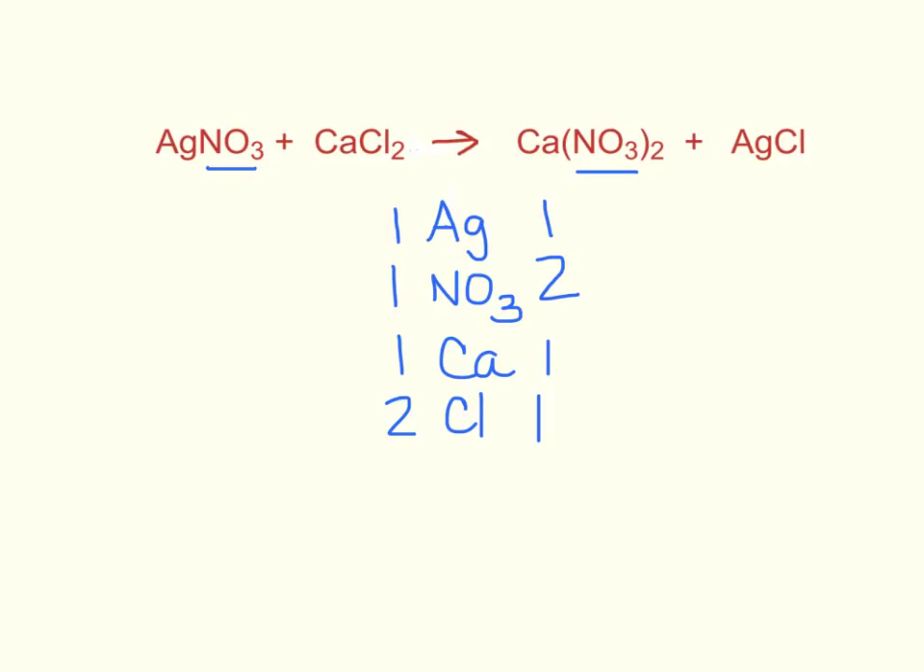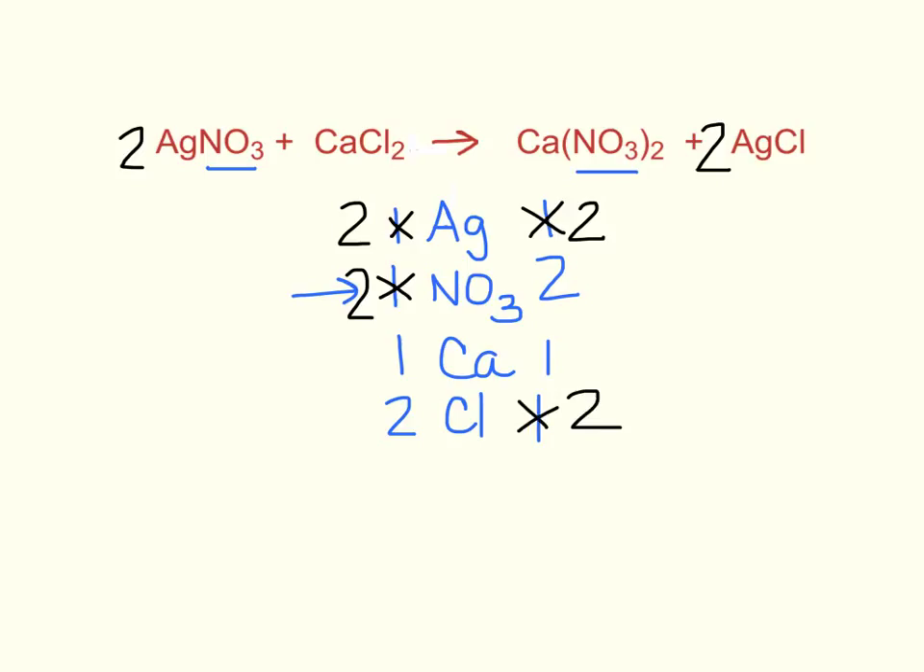All right. So the first thing I'm going to do is I'm going to fix my nitrates. So by putting a 2 here, I will now have 2 nitrates, and I will now have 2 silvers. I'm going to jump over to the right now and fix my silvers by putting a 2 here. I now have 2 silvers, and I have 2 chlorines. And you'll notice my equation is now balanced.